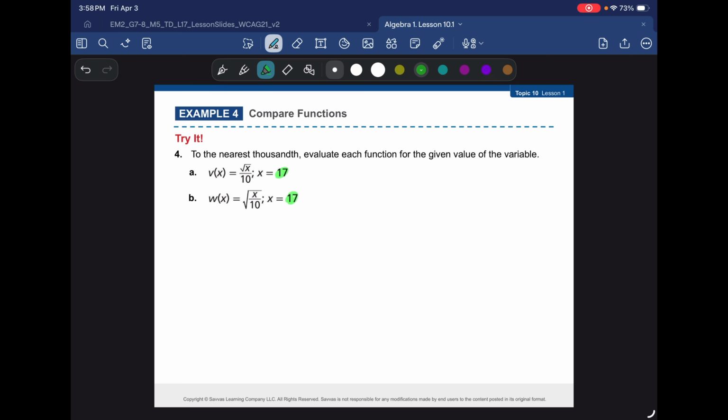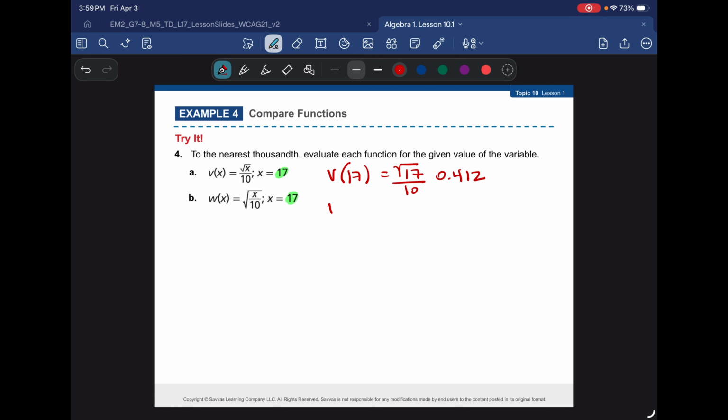For w of x, we're taking the input and making it smaller before we take the square root. So for part B, we're taking the square root of a smaller number. Let's see what happens when we do that. We just have to substitute our input into the function equation, or the function rule. So instead of x, v of 17 would be the square root of 17 and then divided by 10, and that gives us 0.412.